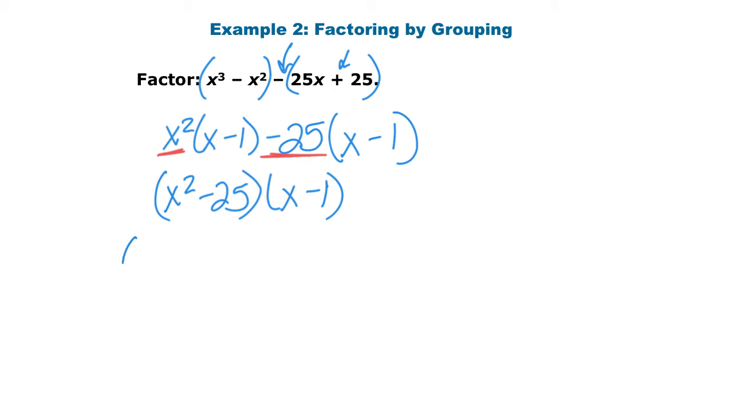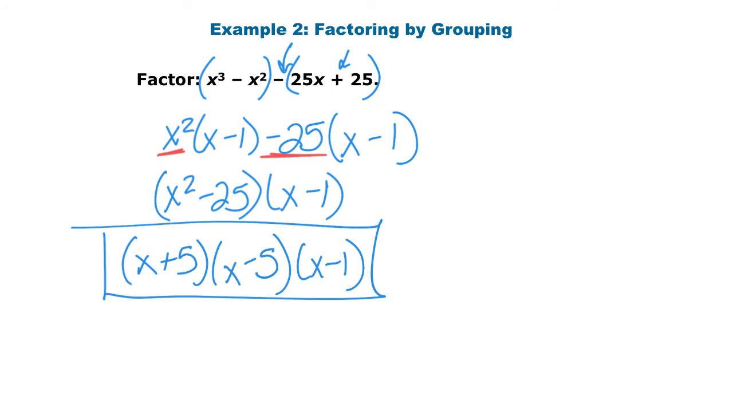Now I'm going to keep looking to see if I can factor more, and I think I can factor this x squared minus 25 a little bit more. I could do x plus 5 and x minus 5. That's kind of going back to the idea of completing the square, that type of factoring. And I still have x minus 1 there. And so this one has 3 factors, and those would be it.